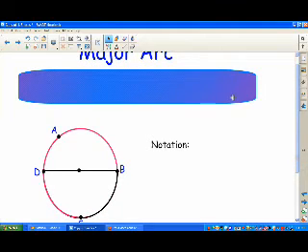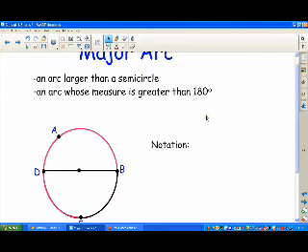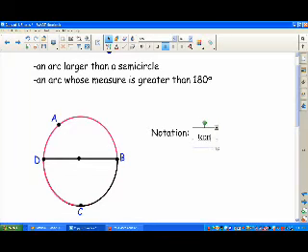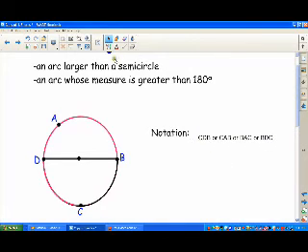A major arc is an arc that's greater than 180 degrees. And we cannot name this using 2 points. So for example, if I wanted to name this arc in pink, I could name it arc CDB, or I could say arc CAB, or BAD, I'm sorry, or BAC, or BDC. Okay, so I can name that arc 4 ways.